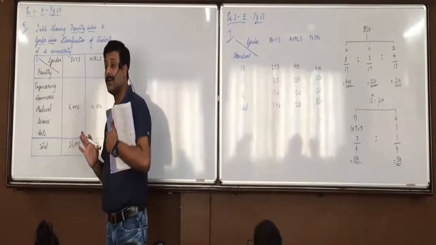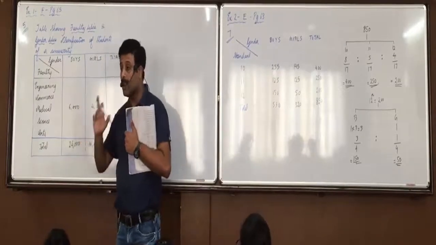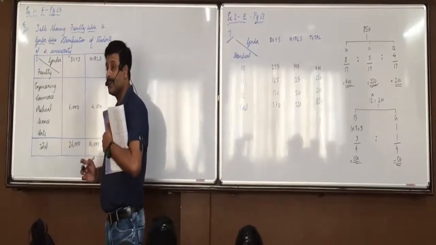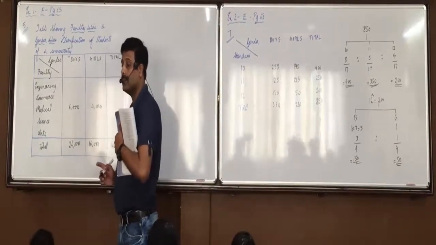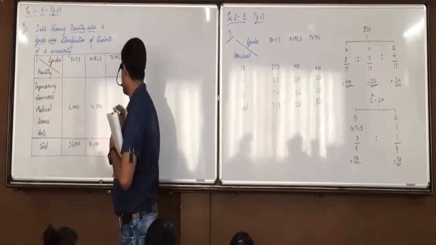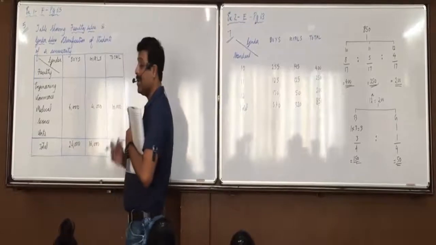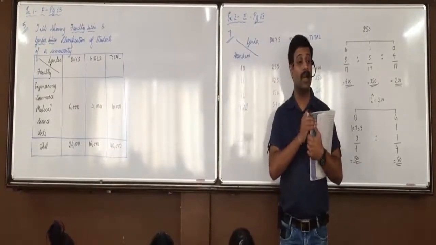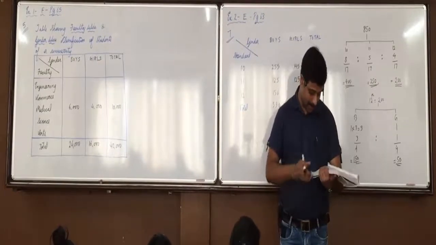Any doubts with this? All are clear with this? Roshni, what else can you obtain? What is that? 6,000 plus 4,000, total medical students will be 10,000. Anyone having any doubt in this? All are clear up till here? Next.